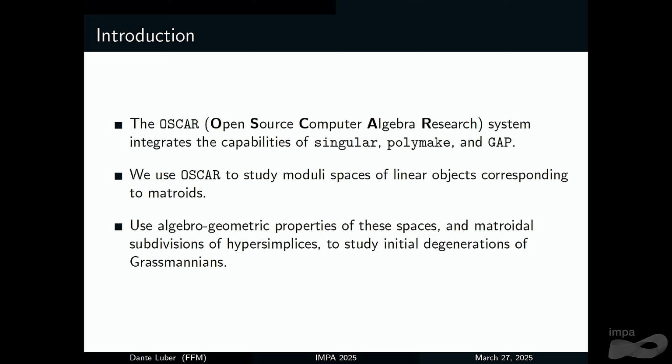And we're going to use Oscar to study moduli spaces that you extract from Matroids that consist of linear objects. And we're going to use the algebraic geometry associated with these spaces and matroidal subdivisions of hypersimplices to say some things about initial degenerations of Grassmannians.